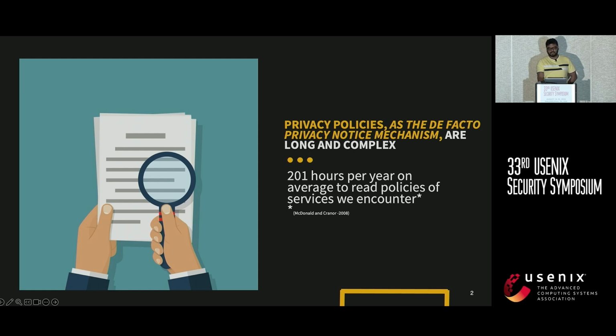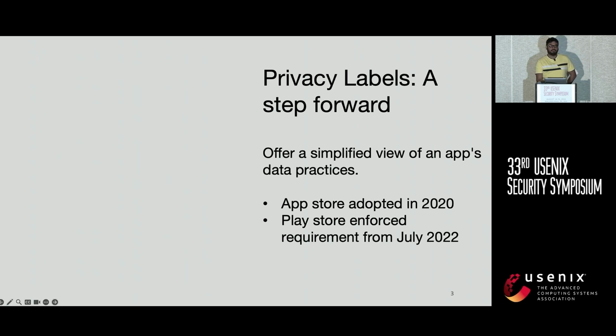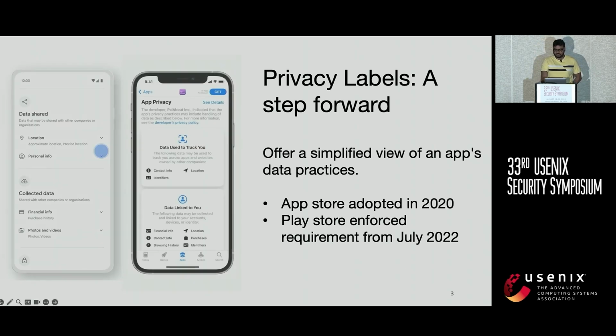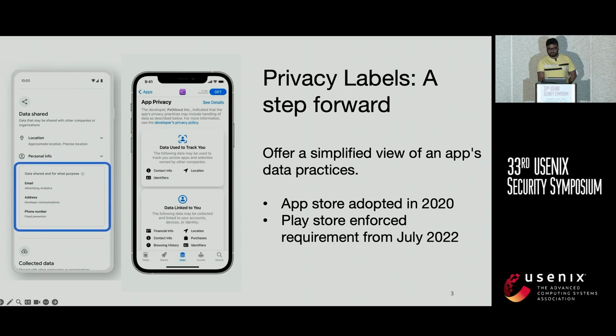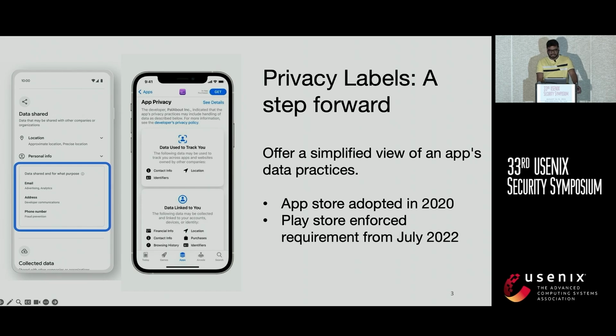So to standardize disclosure of privacy practices, people came up with these privacy labels, which are kind of like nutrition labels, but talking about privacy practices. Essentially, they offer a simplified view of an app's data practices. Here are some examples of privacy labels for Google Play Store and the App Store. App Store adopted privacy labels in 2020, whereas Play Store implemented them in July 2022.